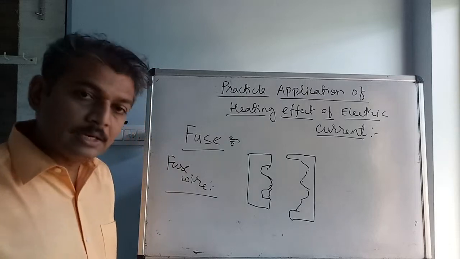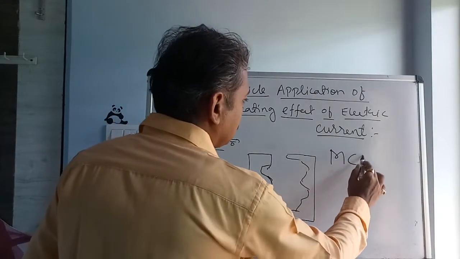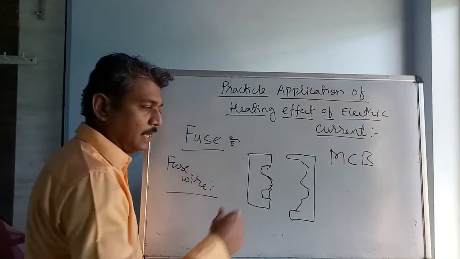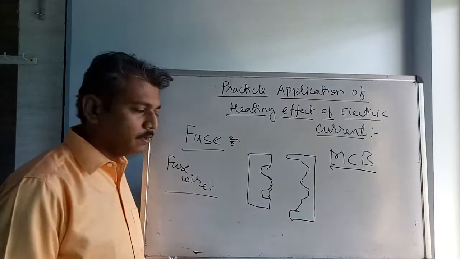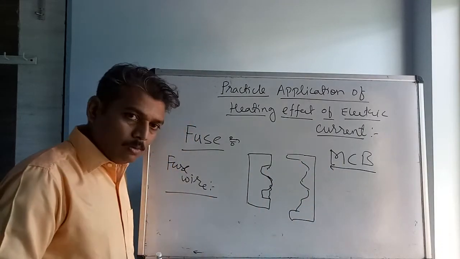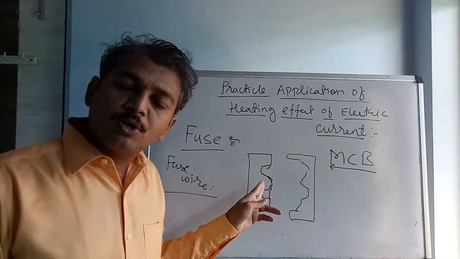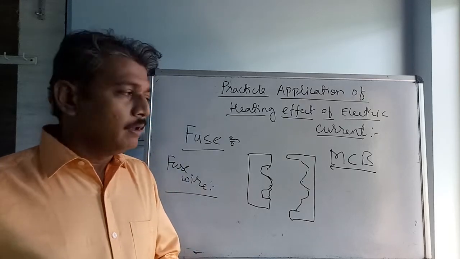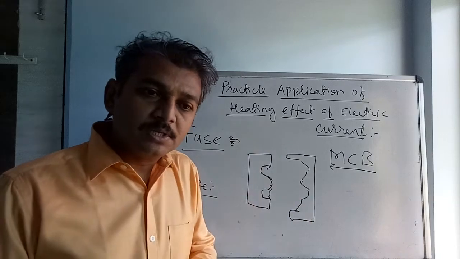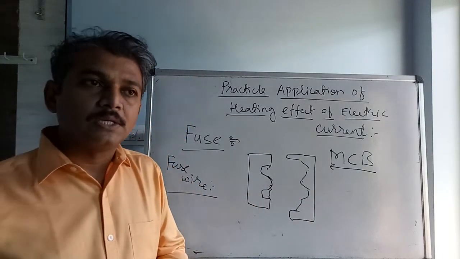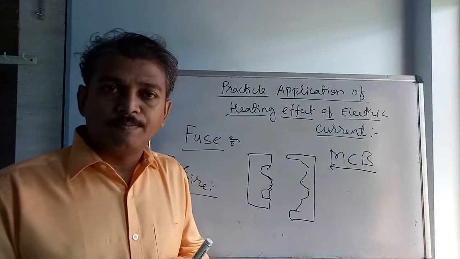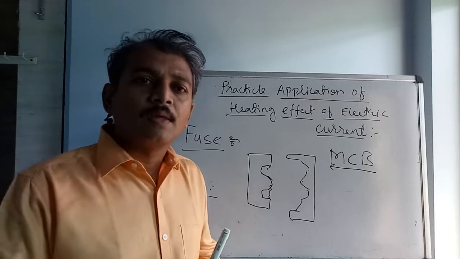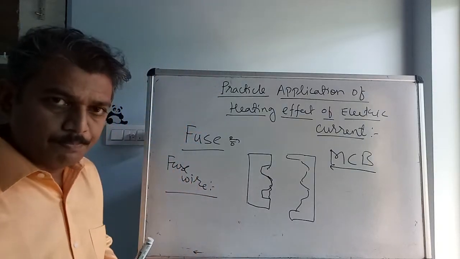Nowadays these fuses are replaced by MCB, that is miniature circuit breaker. This is an advanced apparatus which does the same work. But in those days, if the fuse wire was broken, we had to manually replace the fuse wire. Nowadays in MCBs, if the circuit breaks, the lever of the MCB falls down, and we just have to pick it up.